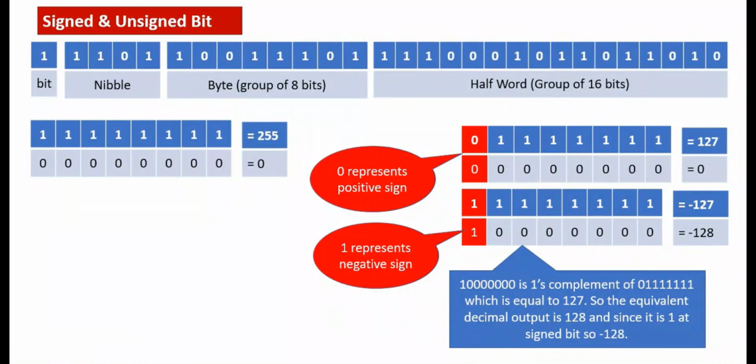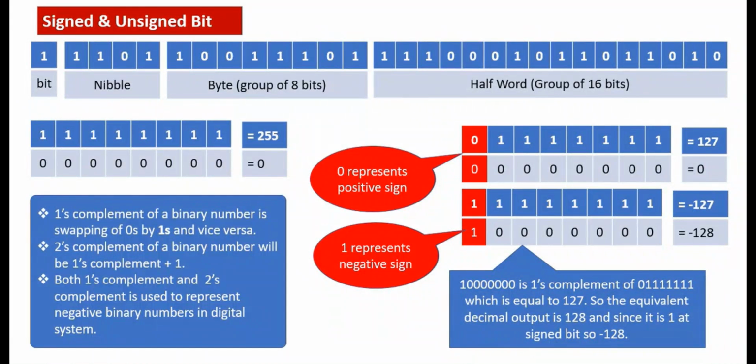So let's discuss the ones and twos complement. Ones complement of a binary number is swapping of zeros by ones and vice versa. And similarly, twos complement of a binary number will be the ones complemented and adding 1 to it. Now this both ones and twos complement is used to represent negative binary numbers in digital systems. So if we take the complement of this positive 127, we will get this value. That means where 1 is present, we get a 0, and where 0 is present, we get 1.